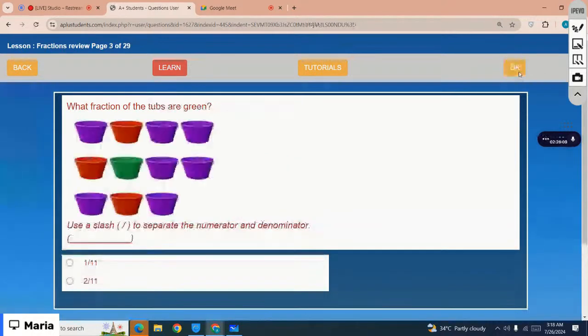What fraction of the tubs are green? Which is the correct option? The correct option is option number 1. It is 1 over 11. Very good.